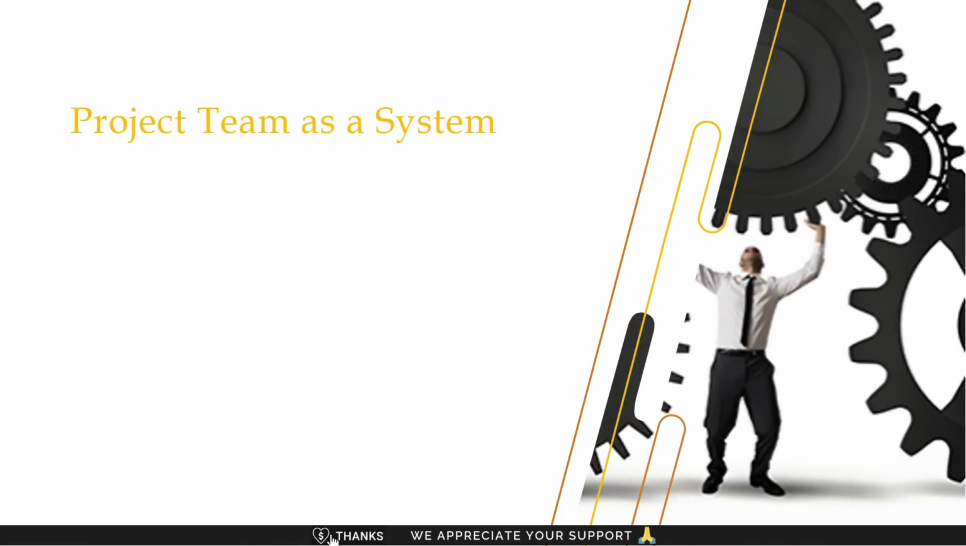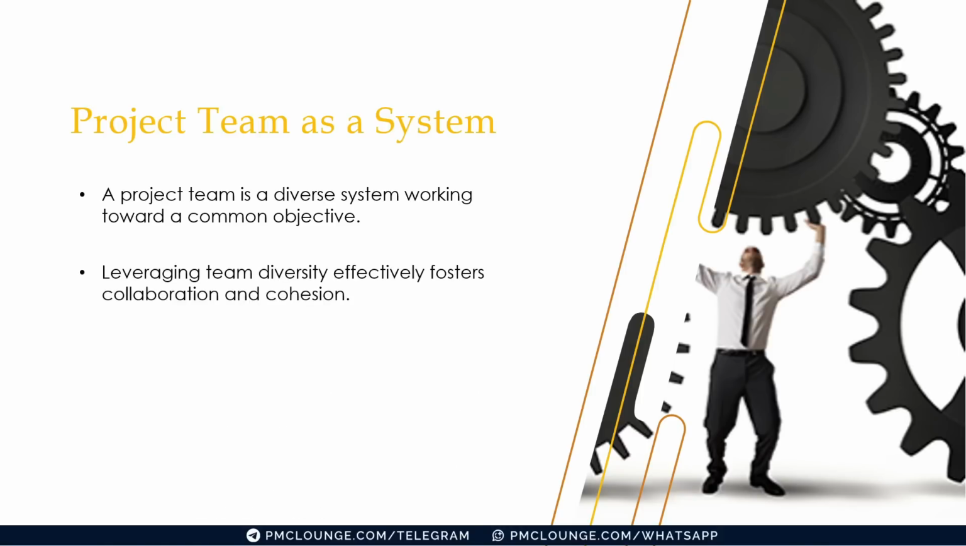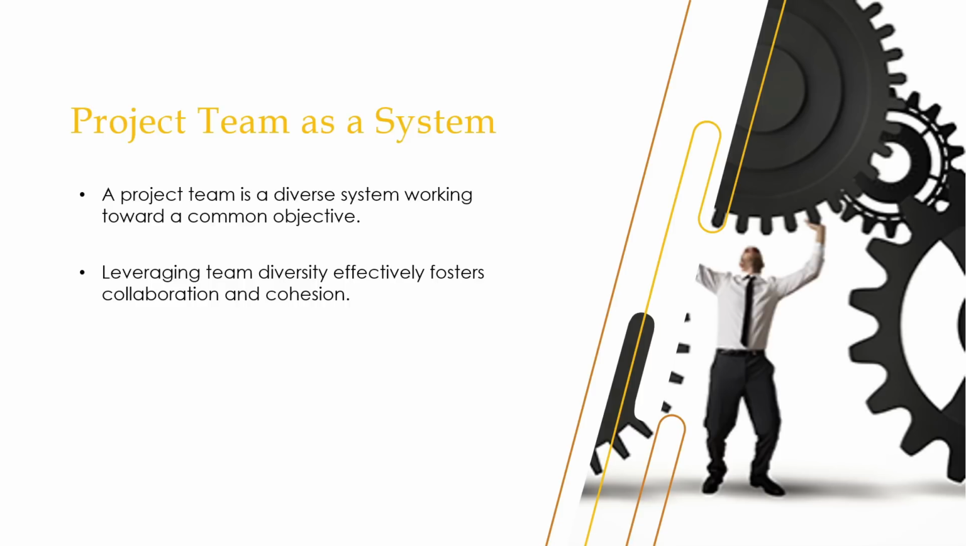Let's talk about the project team as a system. A project team is a diverse system which is working toward a common objective. So the project team itself functions as a system. It brings together individuals with diverse skills, diverse experiences, and diverse perspectives to achieve the shared goals. And this diversity is actually a strength. But obviously, it also requires thoughtful management to ensure the team collaborates effectively. And teams must leverage their differences to drive innovation while maintaining cohesion within the team.